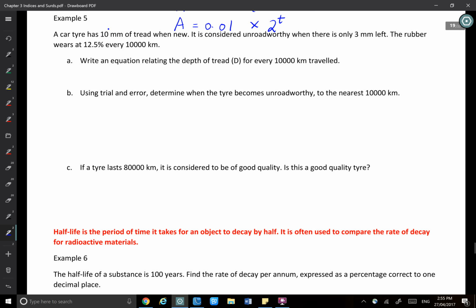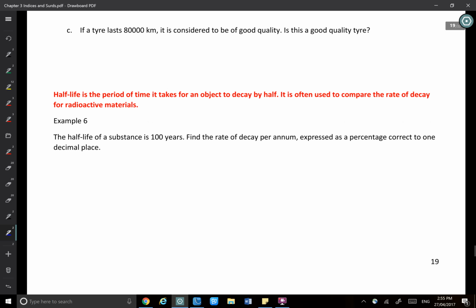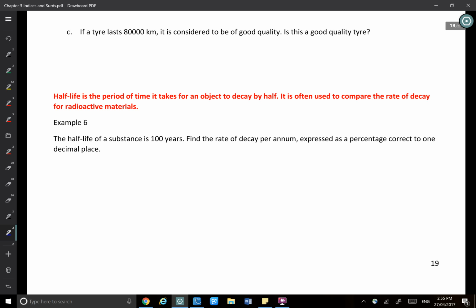Okay, I'll do the last exercise first. Half-life. What is half-life? Make sure you understand this. Half-life is the period of time it takes for an object to decay by half.